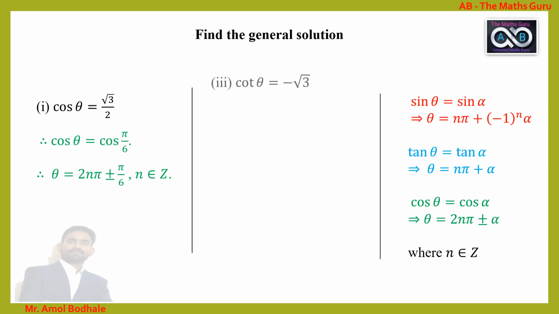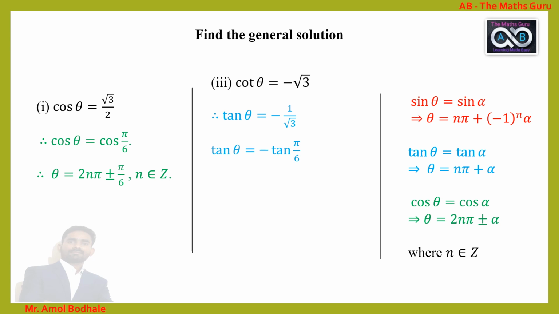Let's see the next example. Cot theta equal to minus root 3. Now here the given function is cot, so we can convert it in terms of tan by taking the reciprocal. Therefore tan theta equal to minus 1 by root 3. Now tan theta is negative, and we know that tan of pi by 6, that is tan 30, is 1 by root 3. But here we cannot use the second result because the second result is about tan theta equal to positive tan alpha, but here it is negative. So we must convert this negative symbol in terms of positive. To solve this, we must remember in which quadrant tan is negative.